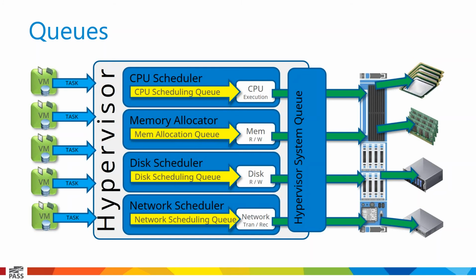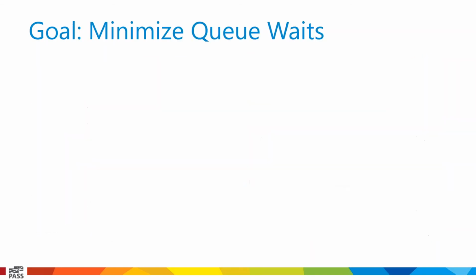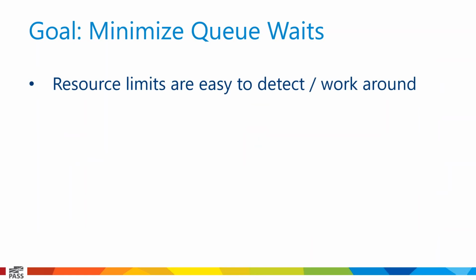We're going to focus on CPU scheduling because that's one of the biggest and most silent performance killers that you're ever going to find with virtualization. Now, our goal is minimizing these waits. Resource limits that we've been dealing with for years are easy to work around. It's things such as, I've got 128 gigs of RAM, I'm 90% consumed. We can measure this. We've seen this for years.